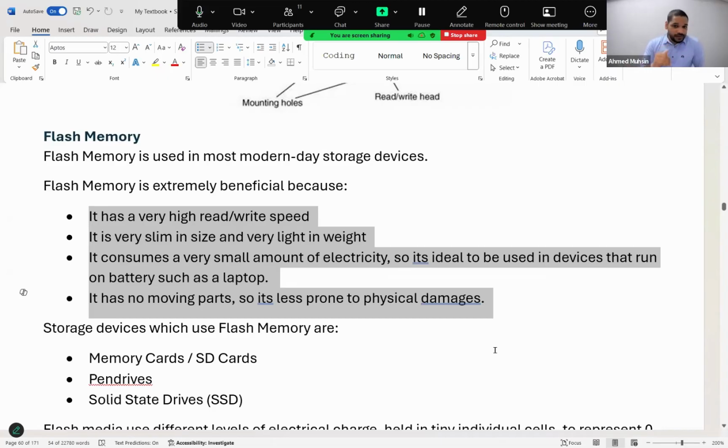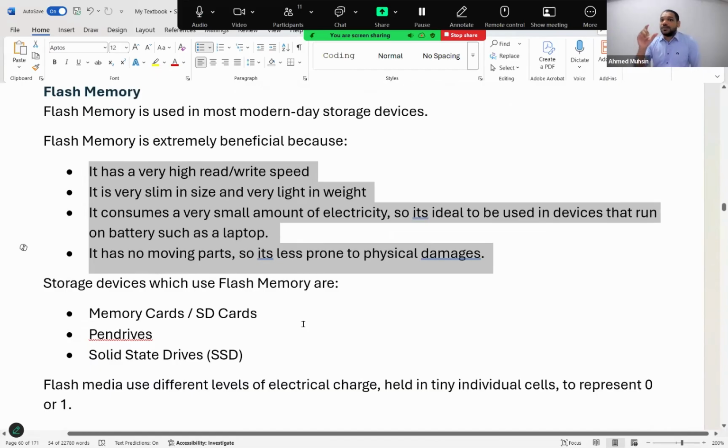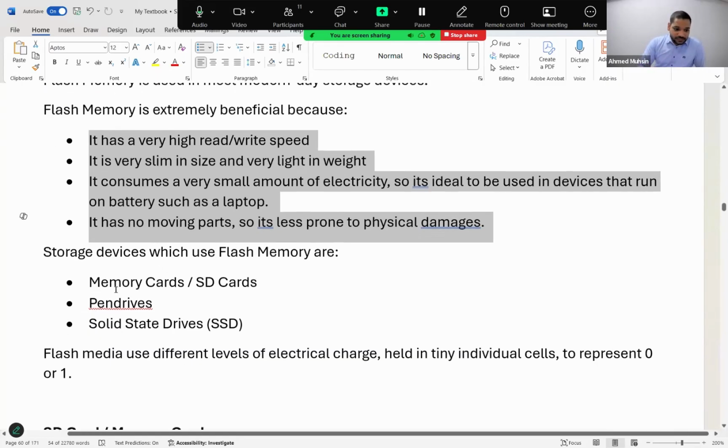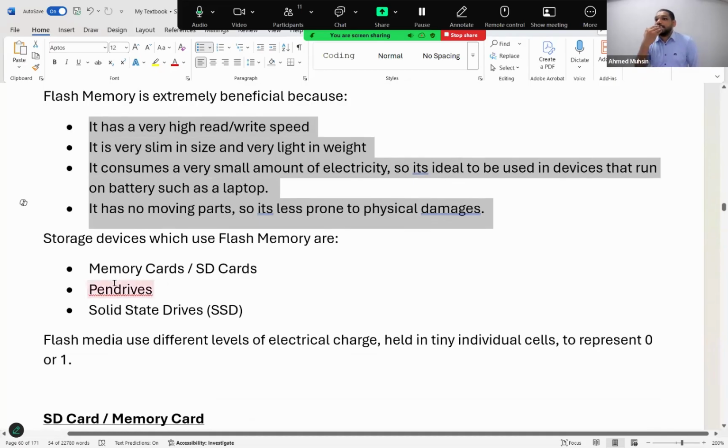Then, guys, girls, can you all see the devices which come under the category of flash memory? What are they? Memory cards, pen drives, SSDs. Can you all see what SSD stands for? Solid State Drive. Are we okay with this? Shall I give you all 30 seconds to go through these again?